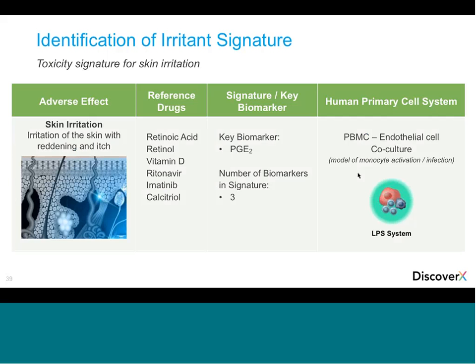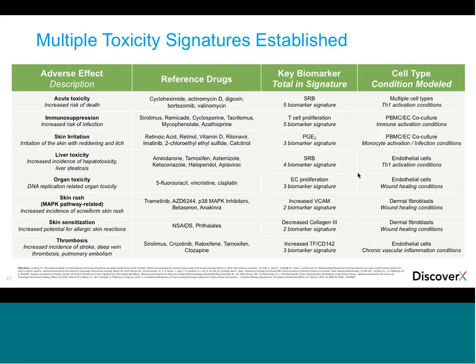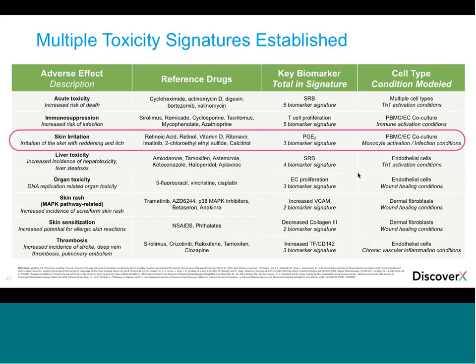So for the skin irritation, there's the adverse effect. There's a set of reference drugs that define the signature. We have key biomarkers that are involved in the signature and a set of biomarkers that define the motif that we use in a particular system. So not only have we identified this signature for skin irritation that I just went over with you, but we also have developed signatures for acute toxicity, for immunosuppression, for a particular type of liver toxicity, risk of organ toxicity, the MAP kinase pathway-related skin rash, skin sensitization, and risk of thrombosis-related side effects.